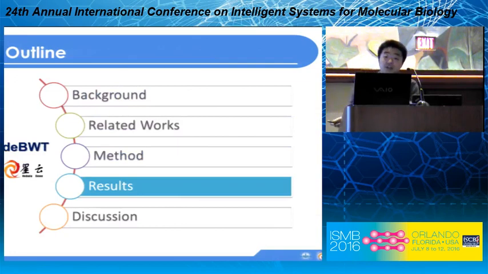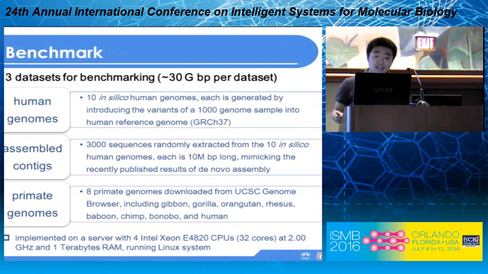And here are some benchmarking results. We use 3 datasets to benchmark deBWT. Each is around 30 gigabase pairs. One is 10 in silico human genomes, each generated by including the variants of a 1,000 Genomes sample. And the second one is 3,000 assembled contigs.